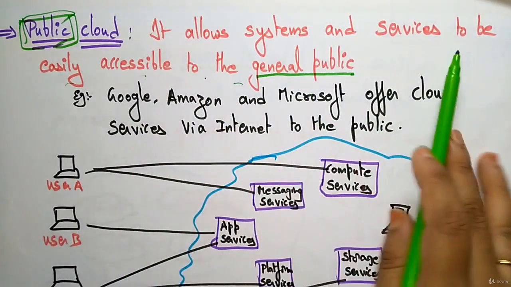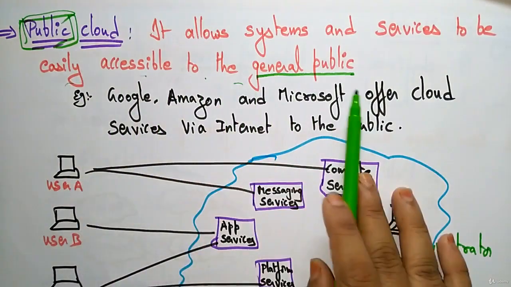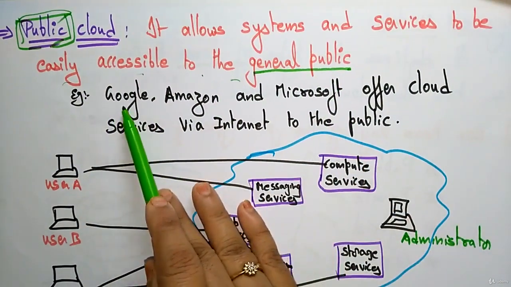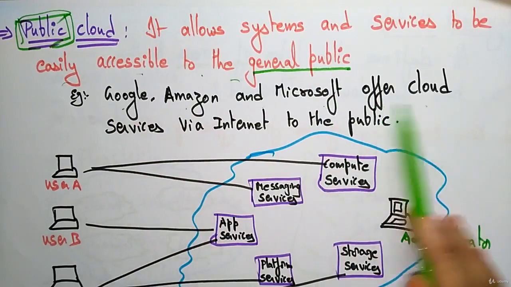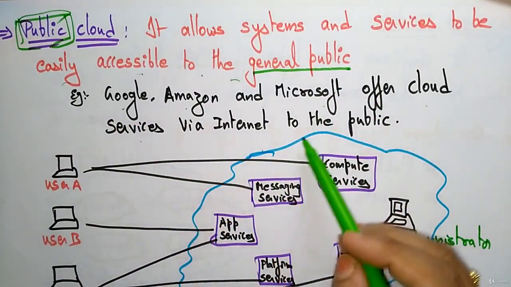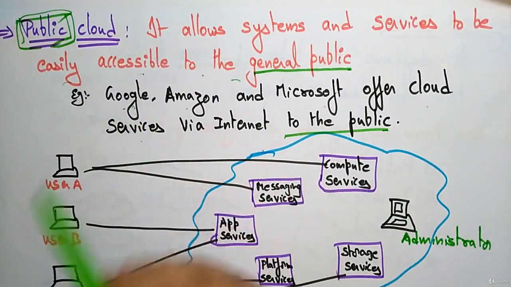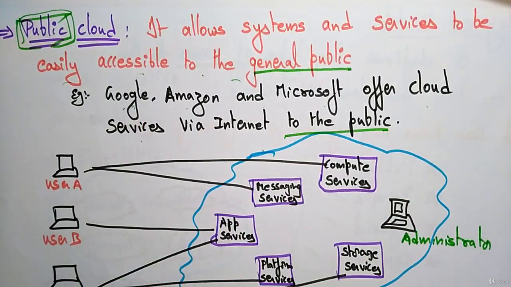So it allows the systems and services to be easily accessible to the general public. As examples, Google, Amazon and Microsoft offer cloud services via internet to the public. Google provides search engines and Google apps, where you can download whatever software or apps you want, so any person can download. And Amazon and Microsoft are all offering cloud services via internet to the public.